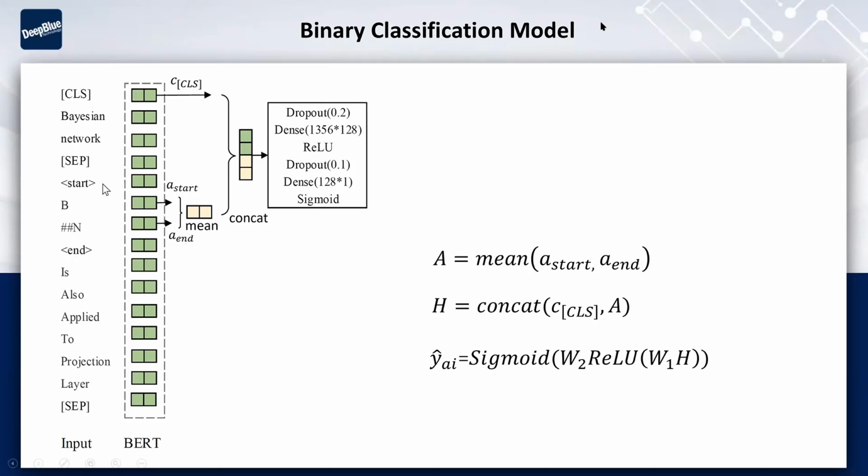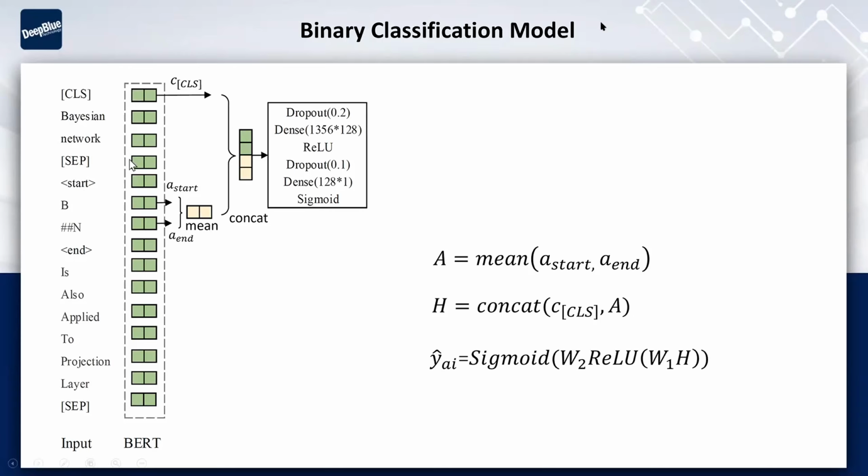We separate these two input segments with the special tokens CLS and SEP. Furthermore, we add two special tokens, start and end, to wrap the acronym in the text, which ensures that the acronym can get enough attention from the model.